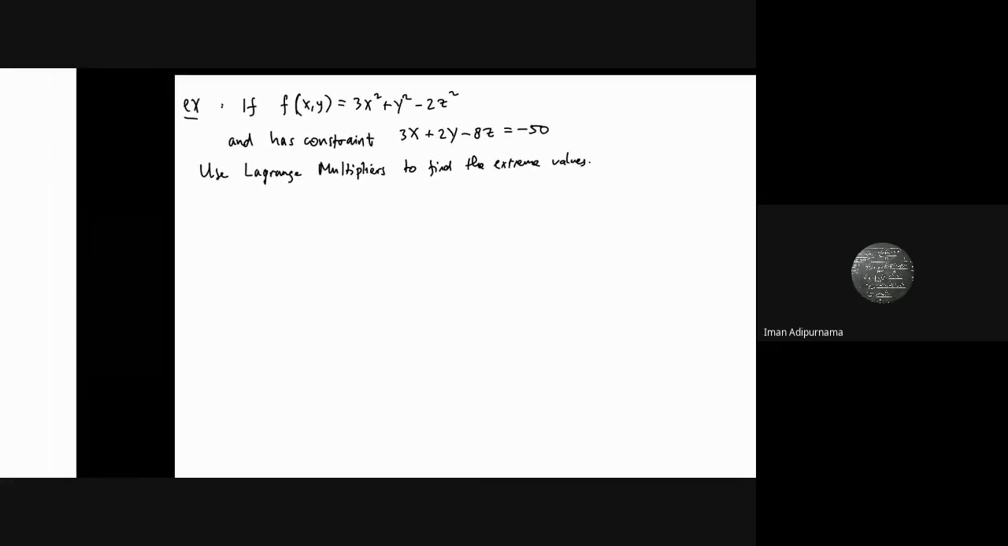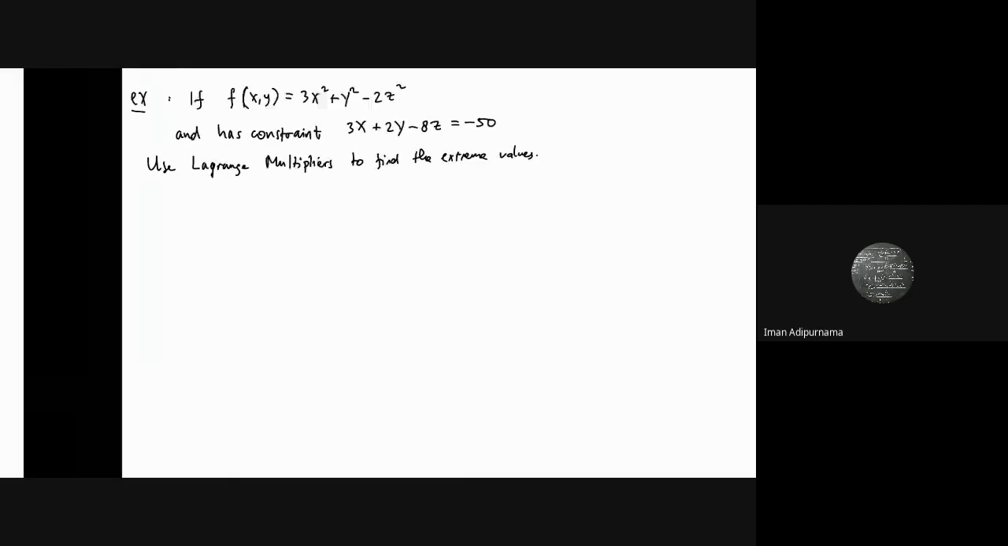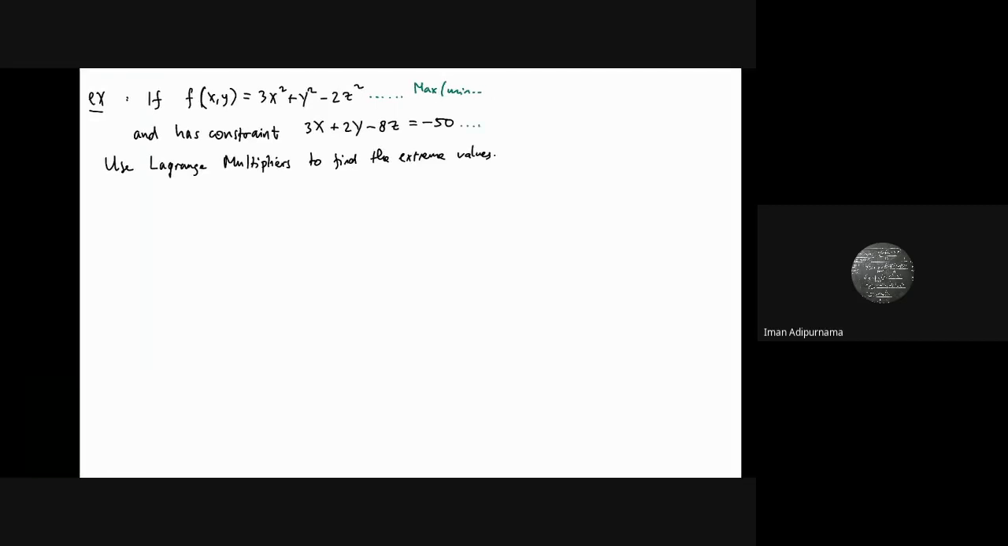Okay, and how are we going to use it? First, this is the function that we want to check for max or minimum value, right? From the critical point that we are going to find. And the second one is the constraint. The constraint, we can write as our g, right?